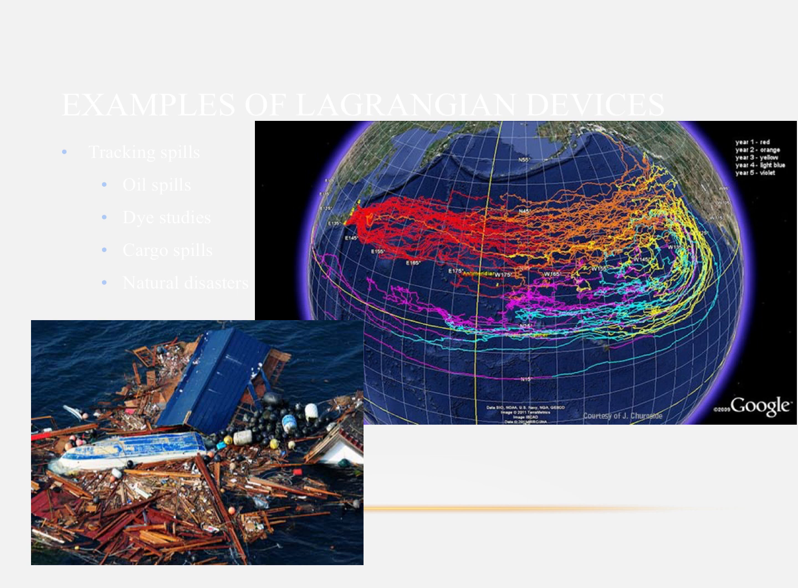Similarly, natural disaster debris is another thing. So this is a next one on the tracking spills idea. So, for instance, material from Japan tsunami has been arriving in Alaska, Canada, California, and Hawaii. So this is looking at the red here is year 1, the orange here is year 2, the yellow is year 3, the light blue is year 4, and the violet is year 5. And this is just a picture of some of the material that's being washed around.